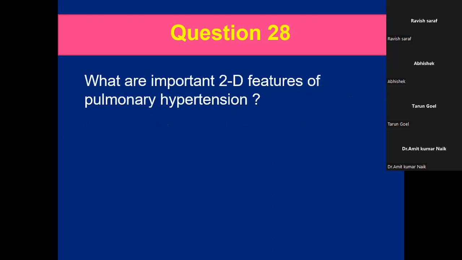Sir. What are the important two-dimension features of pulmonary hypertension? Say yes or no. Sir, no, sir. Flat and D-shaped ventricle which bulges toward LV during systole. Yes, sir. All right.